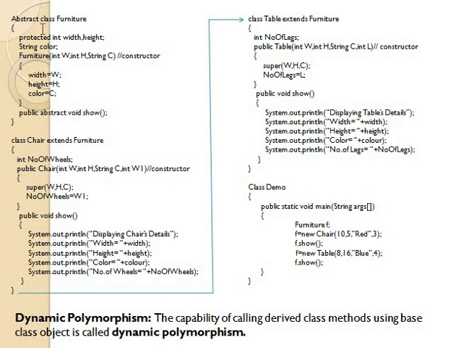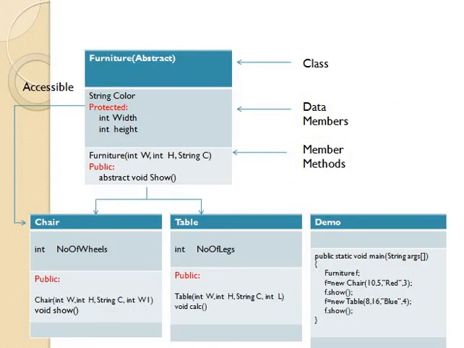Now enter inside the body of this abstract class. At first, the data members width and height have been declared of data type int, and they have been given the protected access specifier. So here is the abstract class furniture having width and height as the data members of type int and protected as the access specifier.